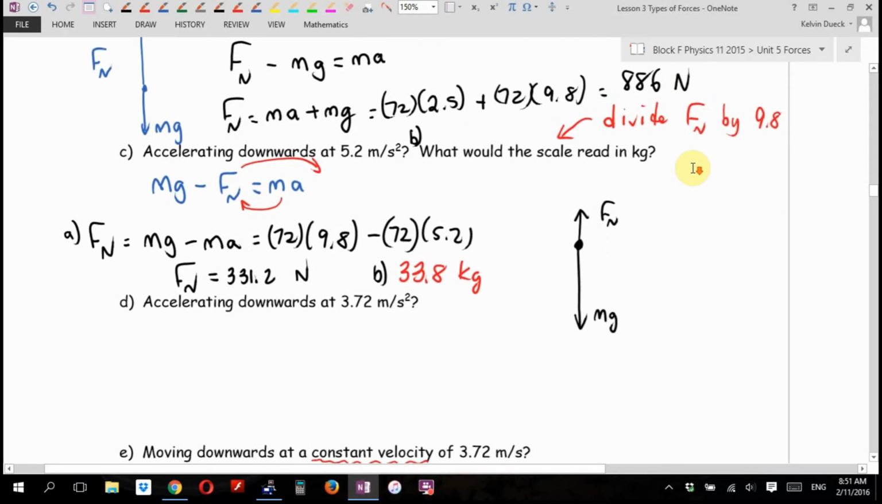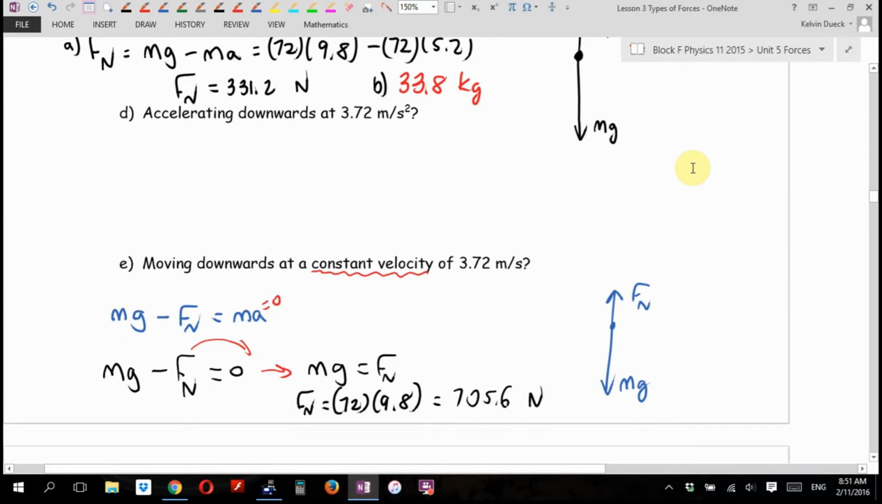Now part D, accelerating downwards at 3.2 meters per second squared. John, what do they want me to find here? You know what this is a job for? I think so. John, what are the forces acting on this person? Get the obvious one. What else?